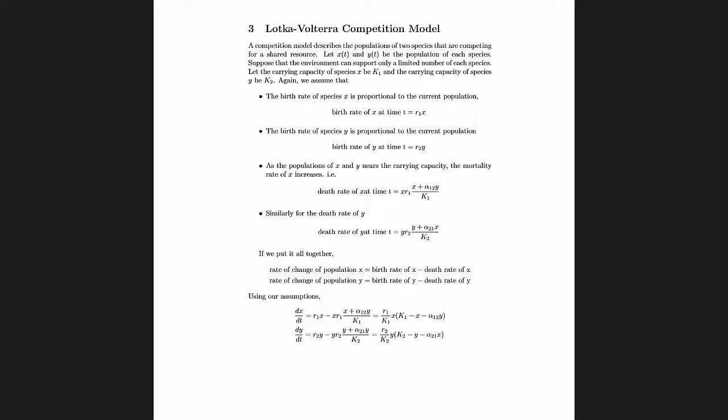And the environment can only support a limited number of each species, right? It can support so many deer, it can support so many rabbits, and you know, there's a mixture, right? Maybe a lot of deer and a few rabbits, or a middle number of both, or a lot of rabbits and a few deer, right? But there's a limited number of resources.